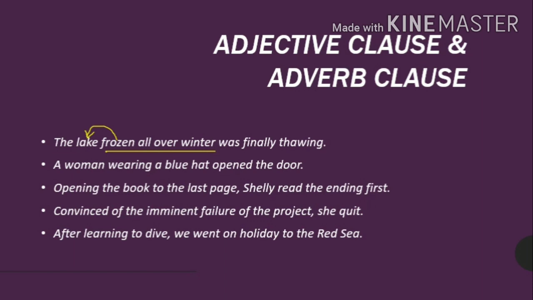The woman who was wearing a blue hat. Here the relative pronoun who is removed, was is removed, wearing is a participle. This is a participle phrase which gives additional information about the noun. So in these two sentences, the phrases are actually acting as adjectives. Look at the next sentence.